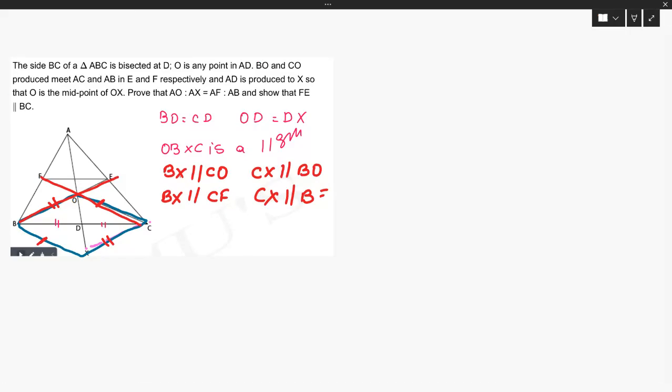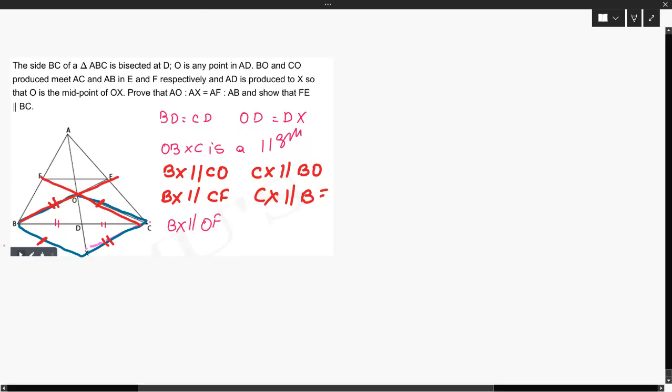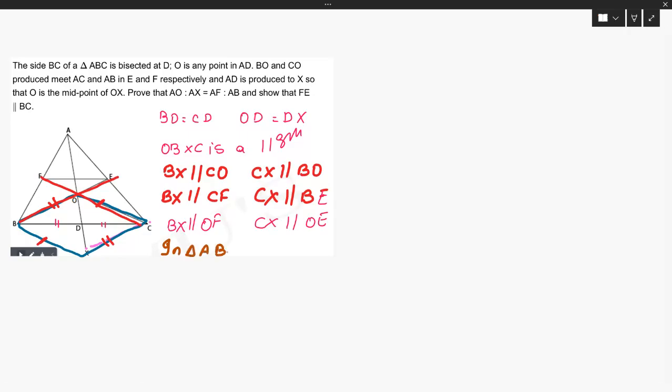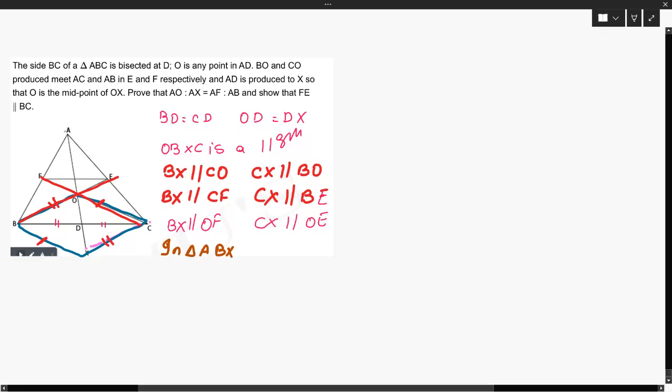Now we have another piece of information. BX is parallel to OF, which is part of that red color line. And CX is parallel to OE. Now, if we look at triangle ABX, this triangle we are talking about now.